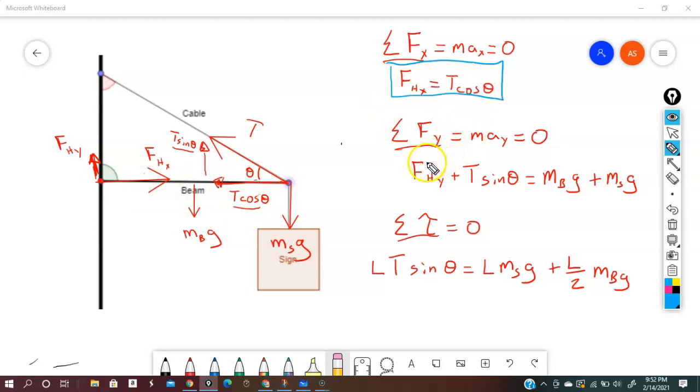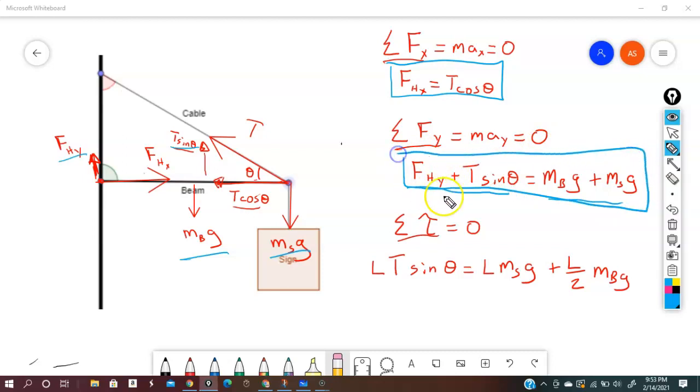In the y direction, we have something very similar. We've got two forces up, the force from the hinge and the tension in the y direction, or T sine theta. We've got two forces down, the forces of gravity for the beam and for the sign, and those forces up have to equal those forces down. If they do, they're balanced and we have zero net force. So this is the equation that I would make for the y direction. Of course, there are different ways of writing this. We might add all these up together, with the downward forces negative, and then set them equal to zero. Or we can just write it like this. This would be perfectly fine.